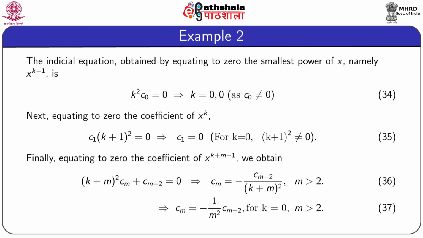We next equate to 0 the coefficient of x to the power k plus m minus 1, and we obtain (k plus m) whole square c m plus c m minus 2 equal to 0, which implies c m equal to minus c m minus 2 divided by (k plus m) whole square, and if we put k equal to 0 here, we will get c m equal to minus 1 by m square c m minus 2.